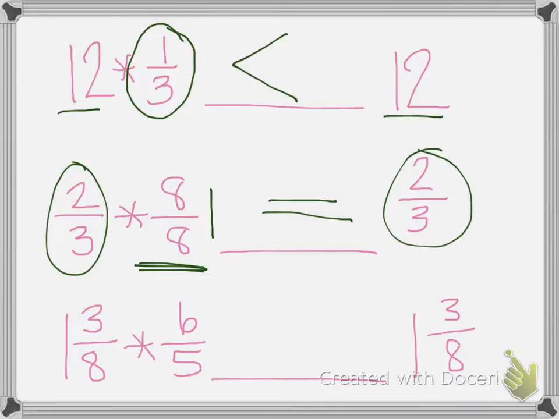And the last one, 1 3/8 times 6/5 is greater than, less than, or equal to 1 3/8. So again, we have 1 3/8 on both sides, so we look at the number we're multiplying it by. Since it's an improper fraction, we know that it's greater than 1, which means 1 3/8 is going to get bigger. So therefore, this is going to be greater than.